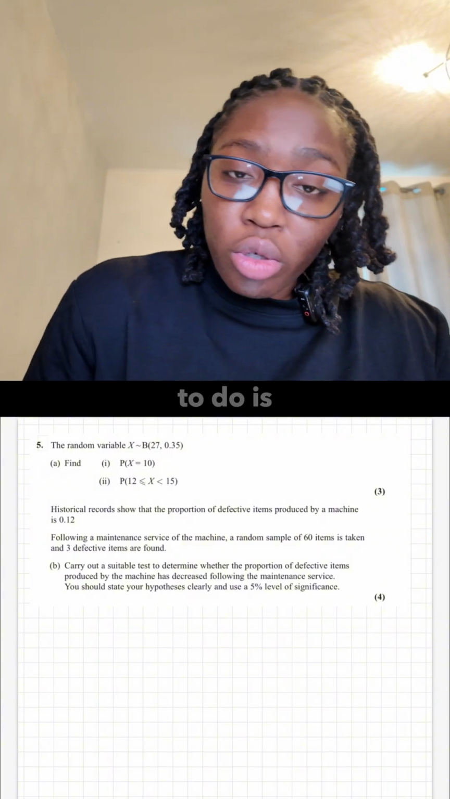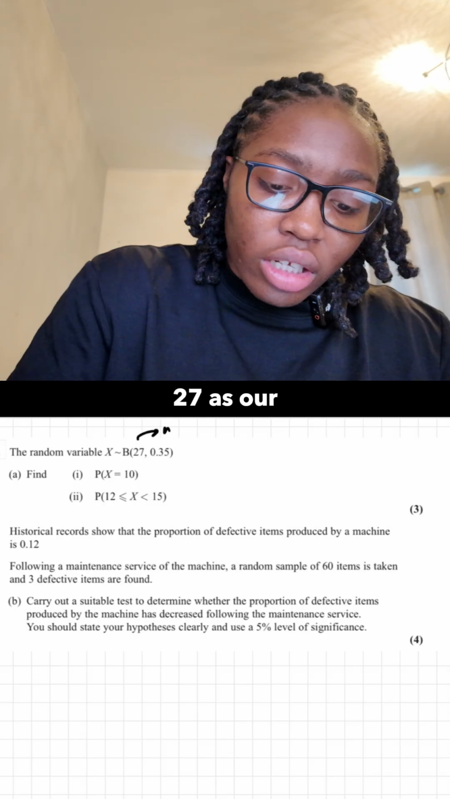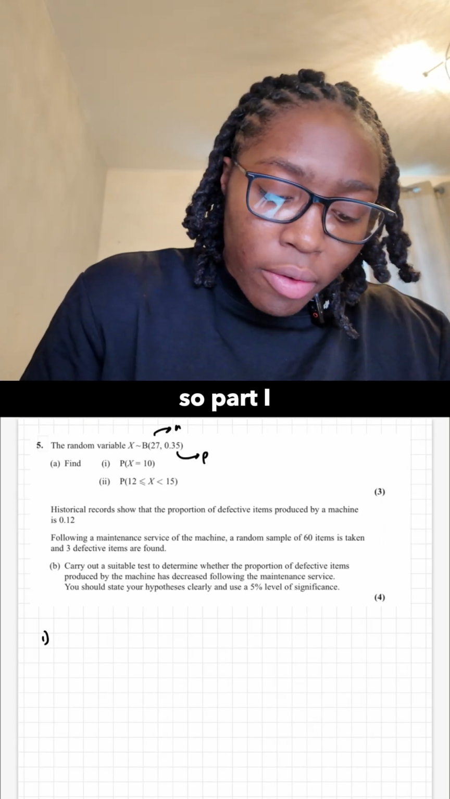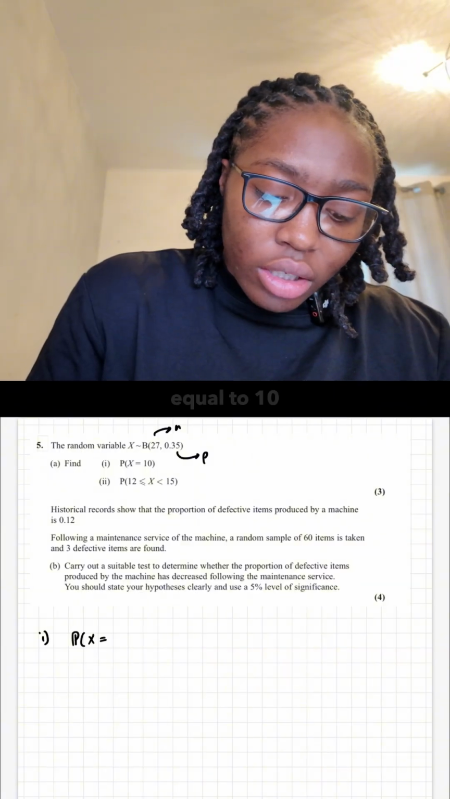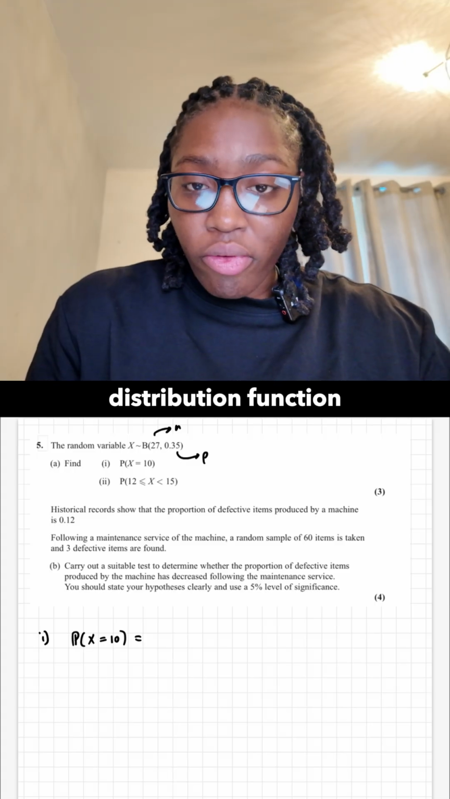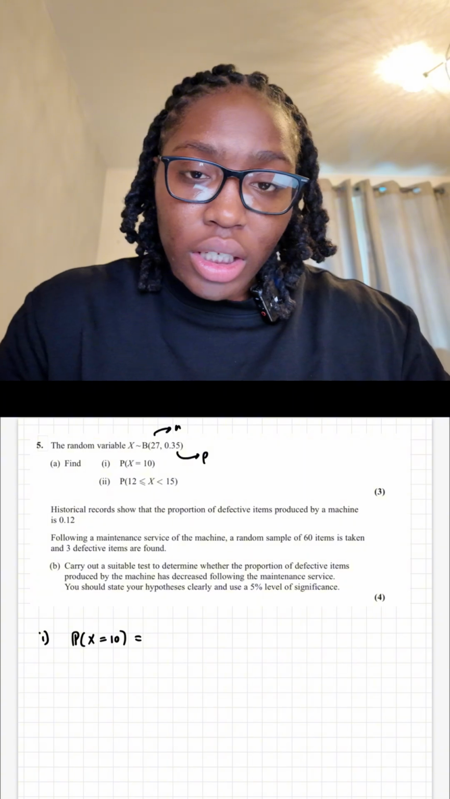To do that, all you need to do is understand what our N, our P, and our X are. So in this case, we have 27 as our number of trials. We have 0.35 as our value of P. So part I, finding the probability that X is equal to 10, all you need to do is substitute our values into the binomial probability distribution function.